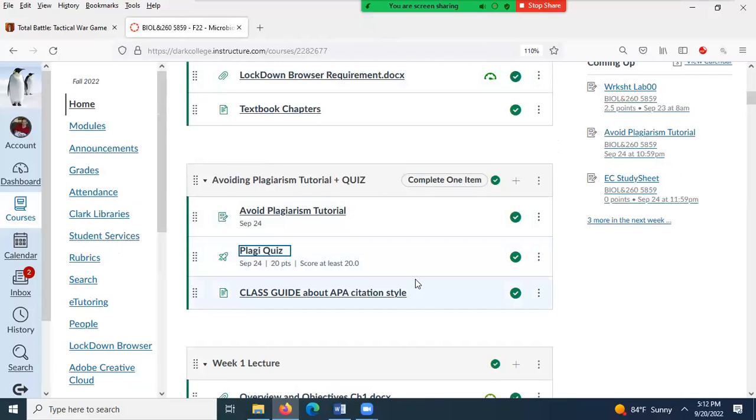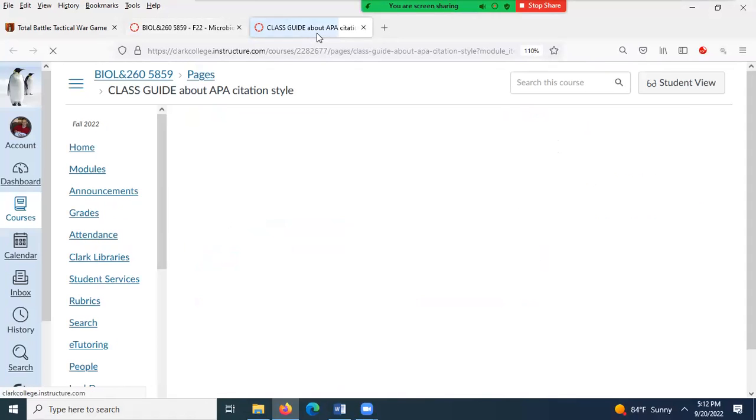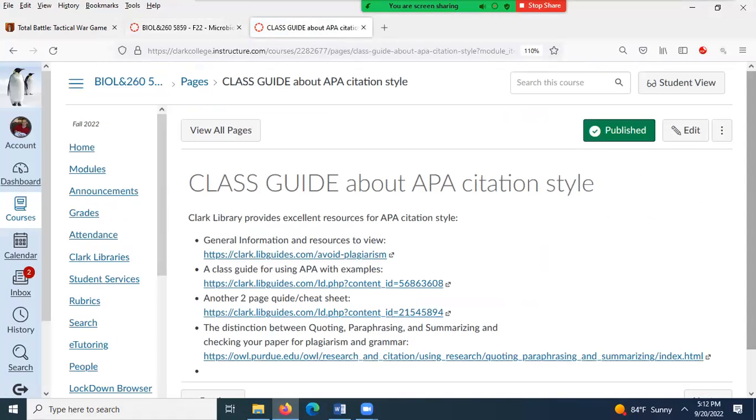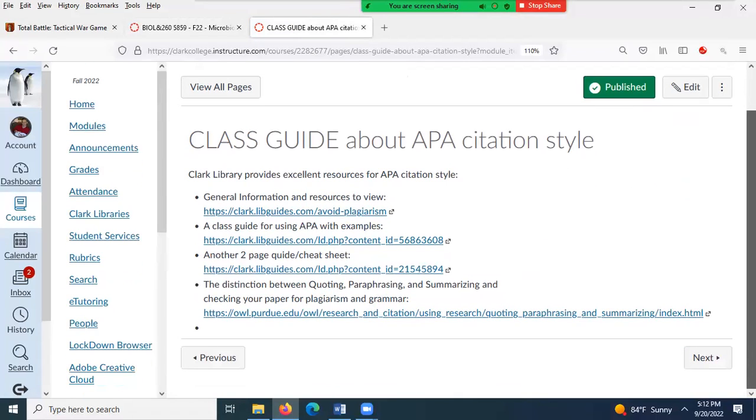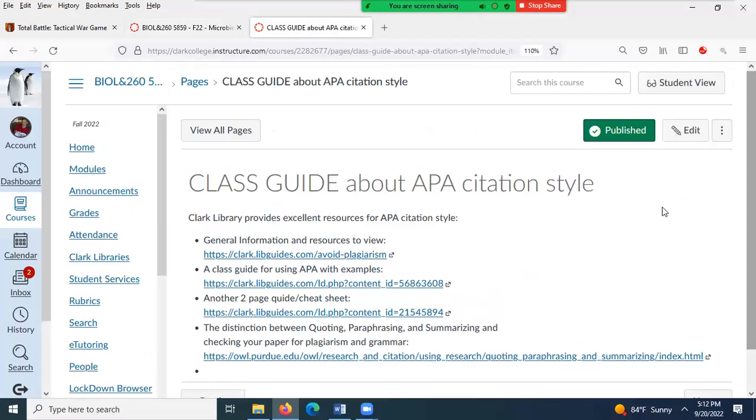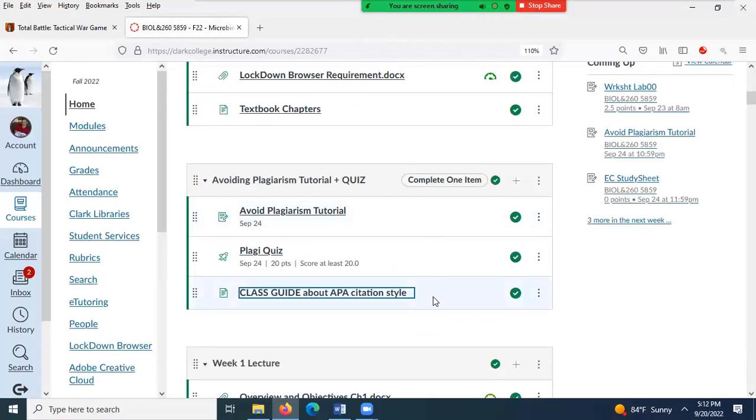All right. While I'm talking about the plagiarism tutorial and the quiz, I've got a guide here for doing APA citation style. And I cannot remember what APA stands for. There's MLA and APA. Doesn't tell me. Those are just 2 styles for doing citations. All right, any questions about your first assignment?